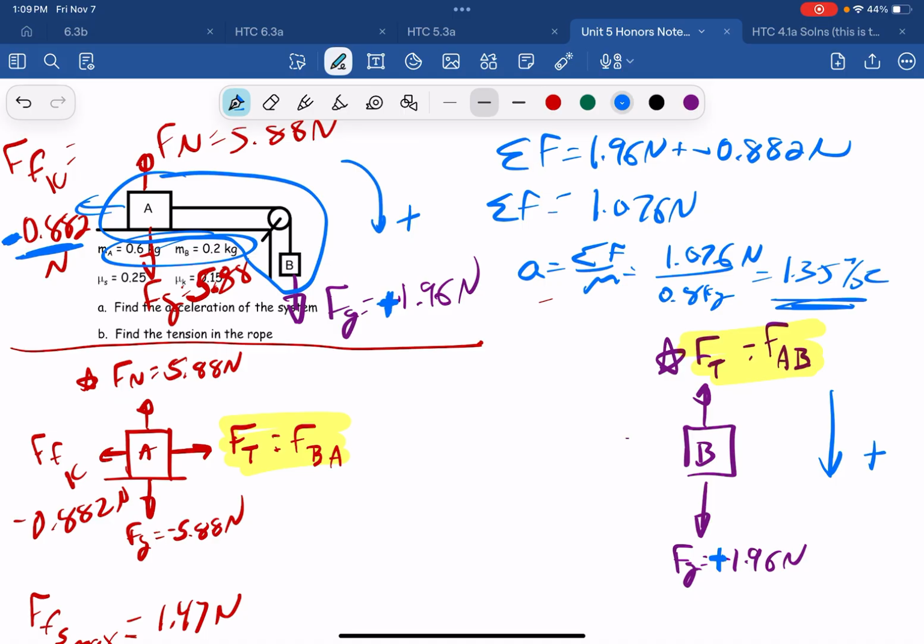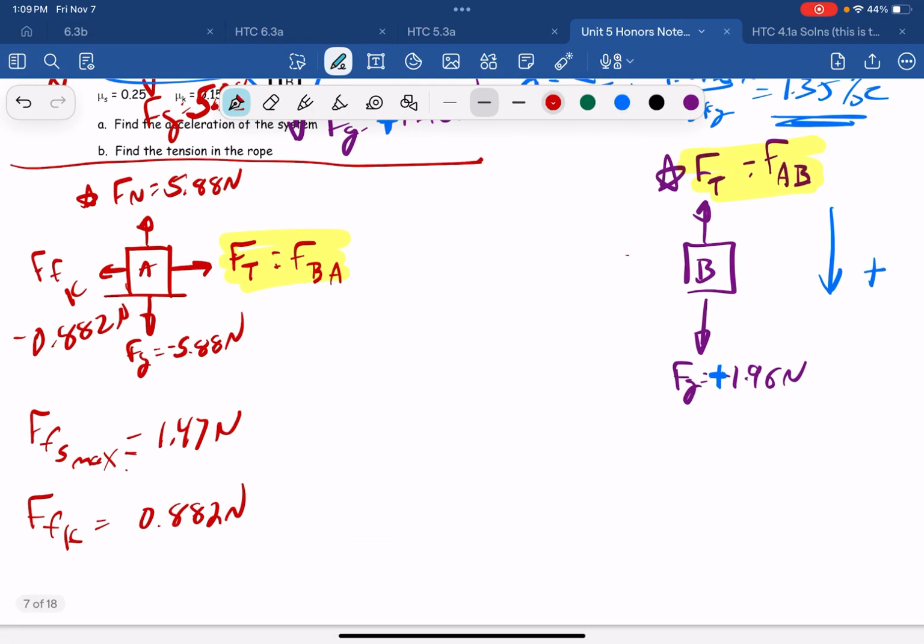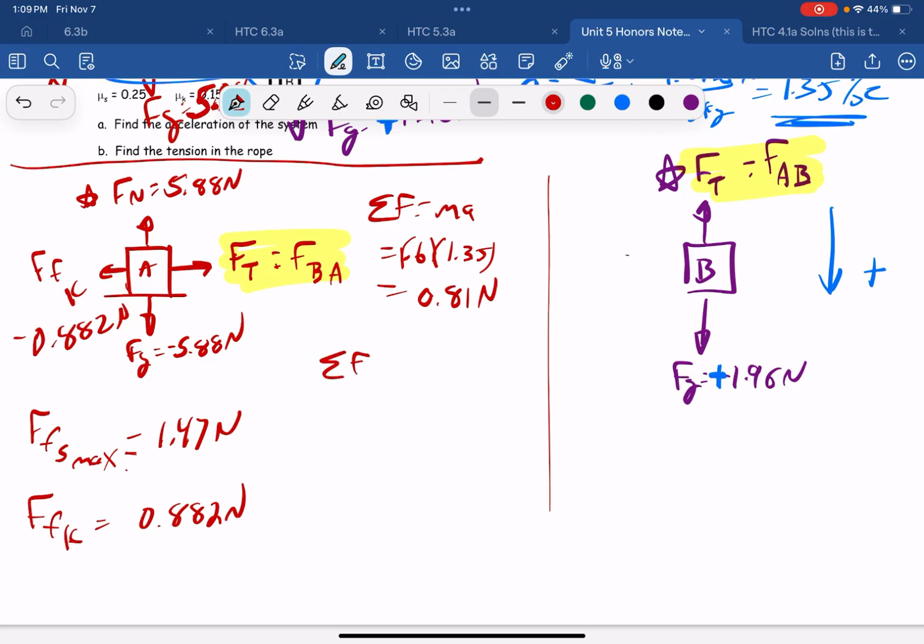Okay. And now that I know what my acceleration is, I can go back to these other free body diagrams. So for this guy, net force is mass times acceleration. The mass was 0.6, the acceleration's 1.35. Multiply that out and you get 0.81 newtons. And so now I can say net force is tension plus kinetic friction. 0.81 equals tension minus 0.882. And so the tension turns out to be 1.69 newtons.